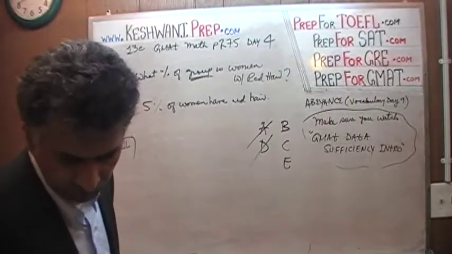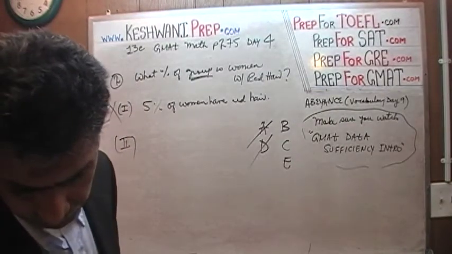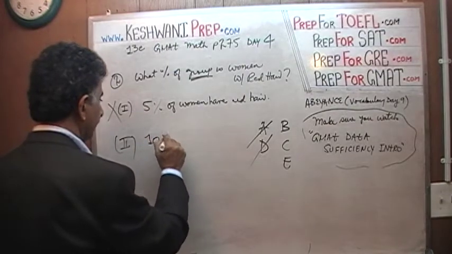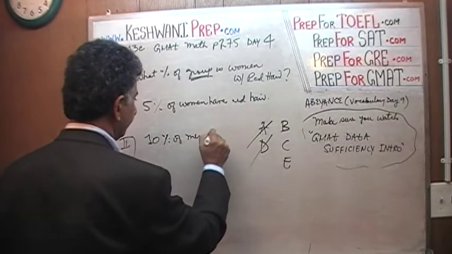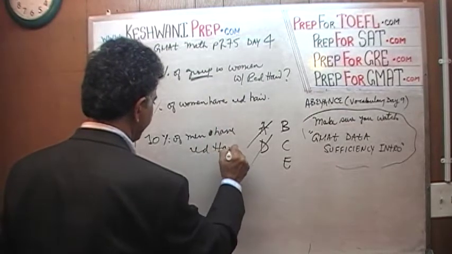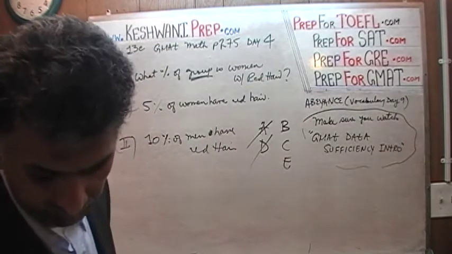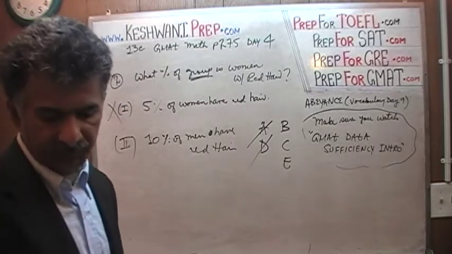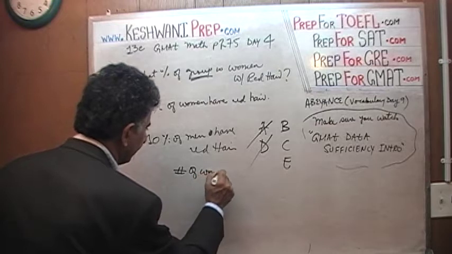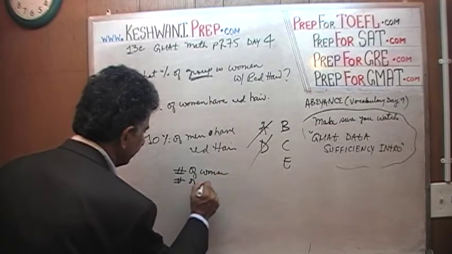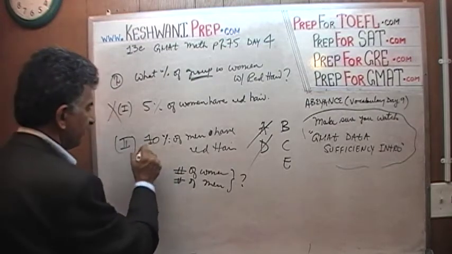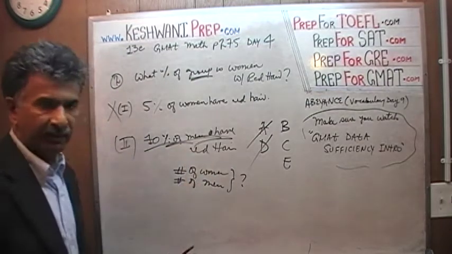Let's look at the second statement. The second statement tells us 10% of men have red hair. Well, big deal. Knowing that 10% of men have red hair, again, is the same problem. We need to know the number of women, we need to know the number of men. We do not know that. This part, that 10% of men have red hair, is just rubbish.